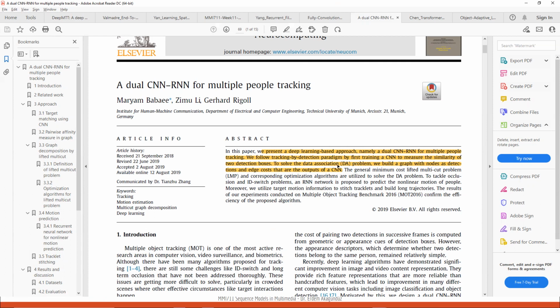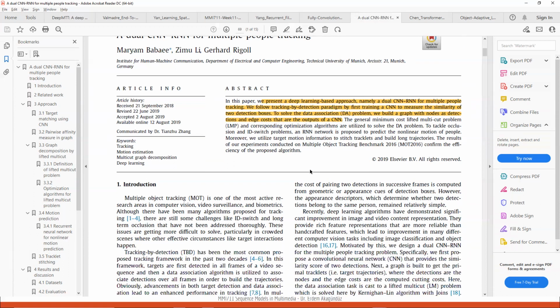Actually, in this literature of multiple target tracking, when you have many candidates and you don't know which target is which and which ones are false targets, associating them to actual targets and creating a sequence of that target's trajectory is called the data association problem, which is where the PDA, probabilistic data association algorithm, gets its name. They build a graph with nodes as detections and edge costs that are outputs of the CNN. To solve the problem, they apply a graph-based approach, which I'm going to be talking about.